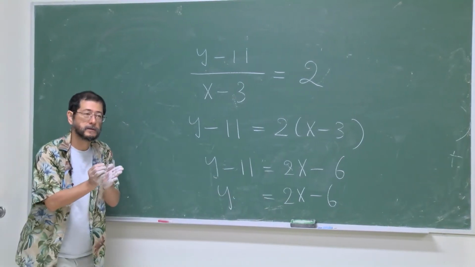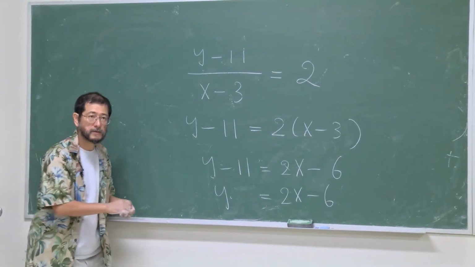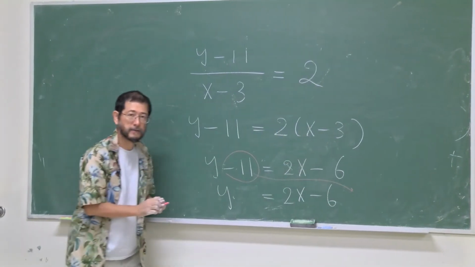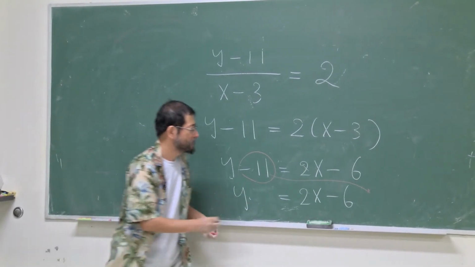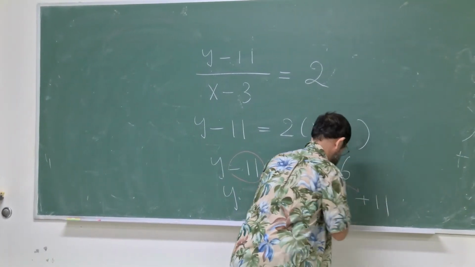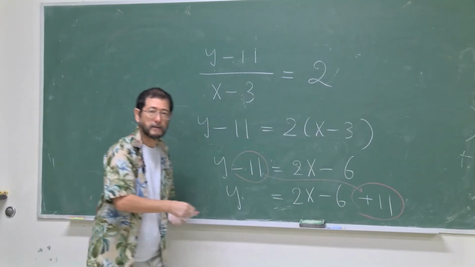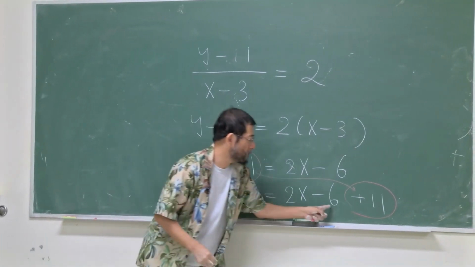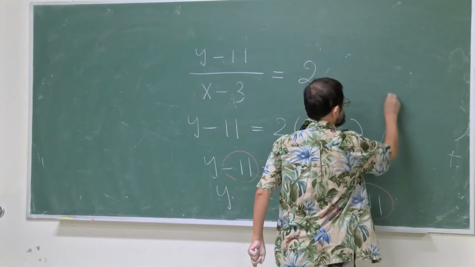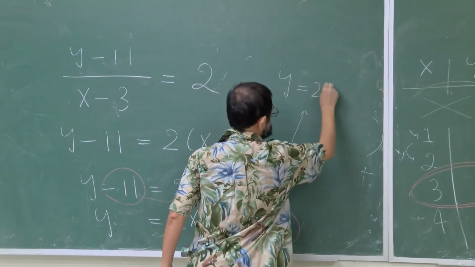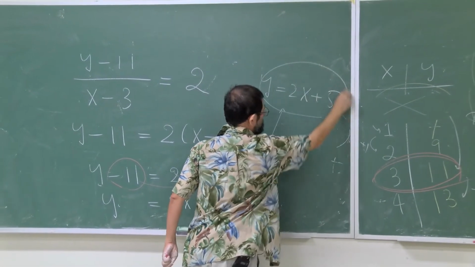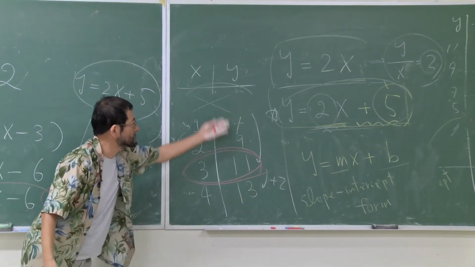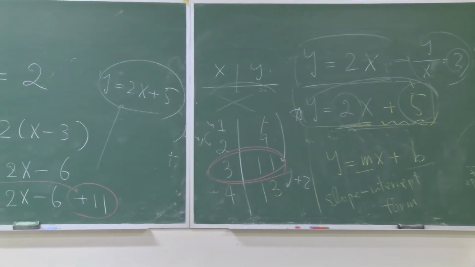But remember, I would recommend you to use a shortcut. What is the shortcut? You move this from left to right. What do you have to do? You have to change the sign, right? So negative 11 is now changed to positive 11. Then you combine these, and you get y is equal to 2x plus 5, which is exactly the same as what I started from. Okay, so of course, as we expect, you get the same thing.